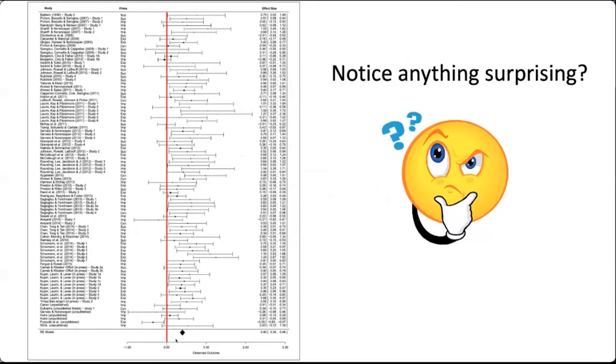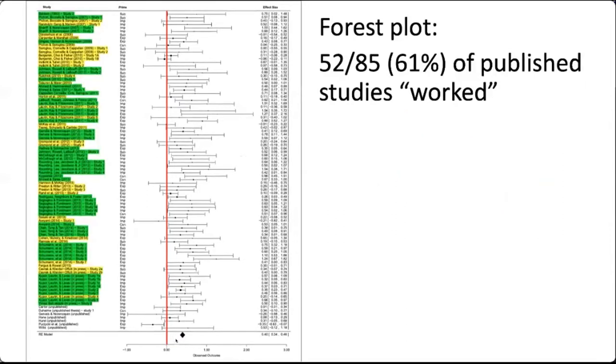In light of the very high percentage of studies in psychology that worked, do you notice anything surprising? According to the forest plot, only 61% of published studies had confidence intervals that did not pass through zero. I have coded these studies in green and will refer to them as studies that worked. And I have coded published studies that didn't work in yellow. This meta-analysis suggests that the religious priming literature has far fewer studies that worked compared to psychology in general.